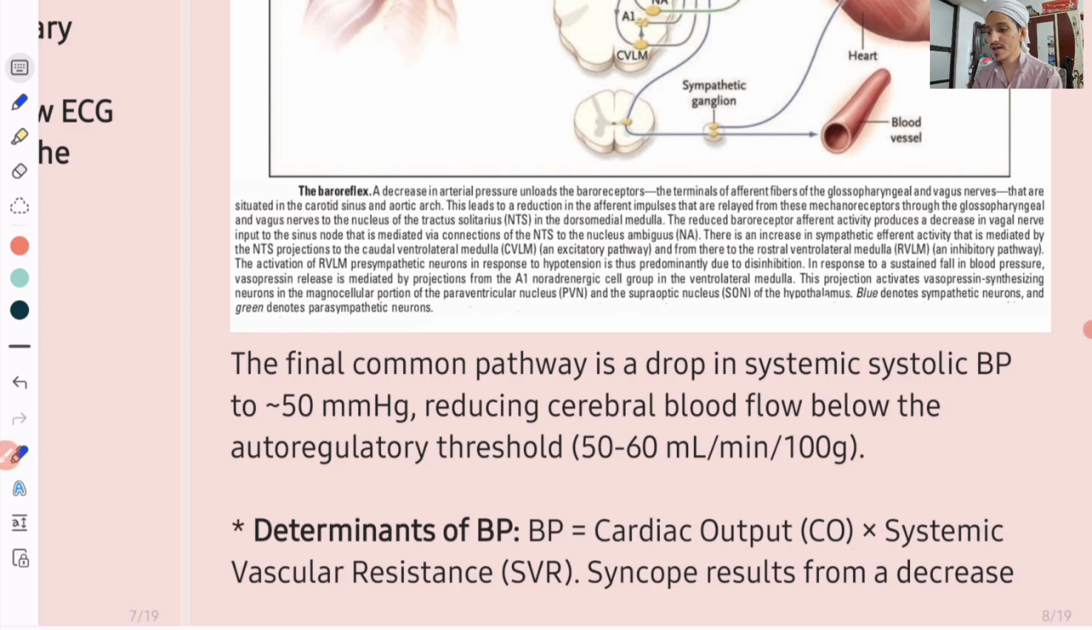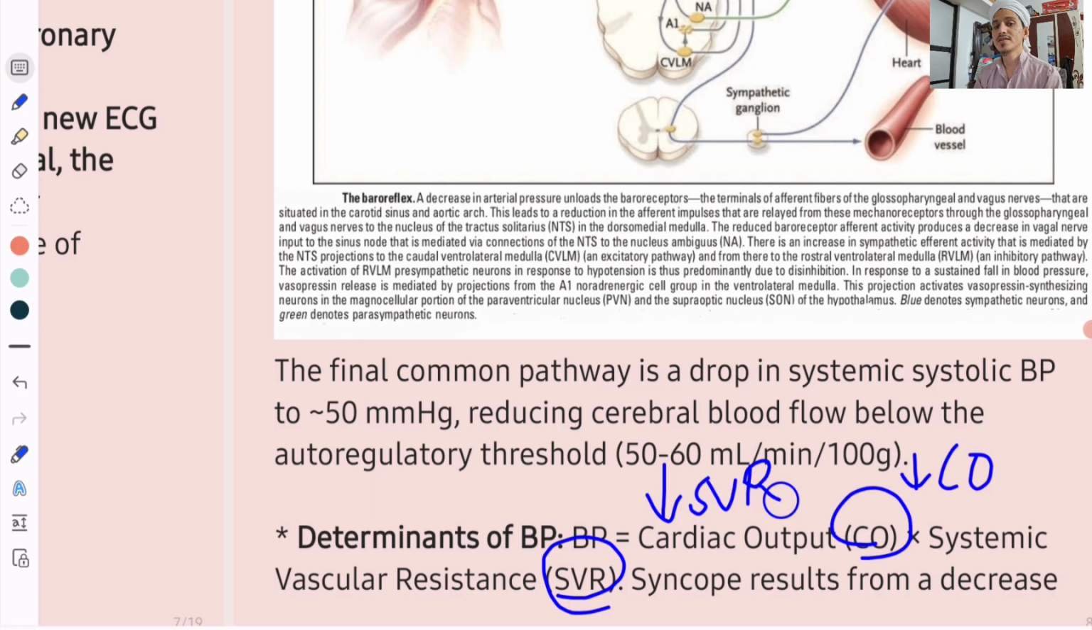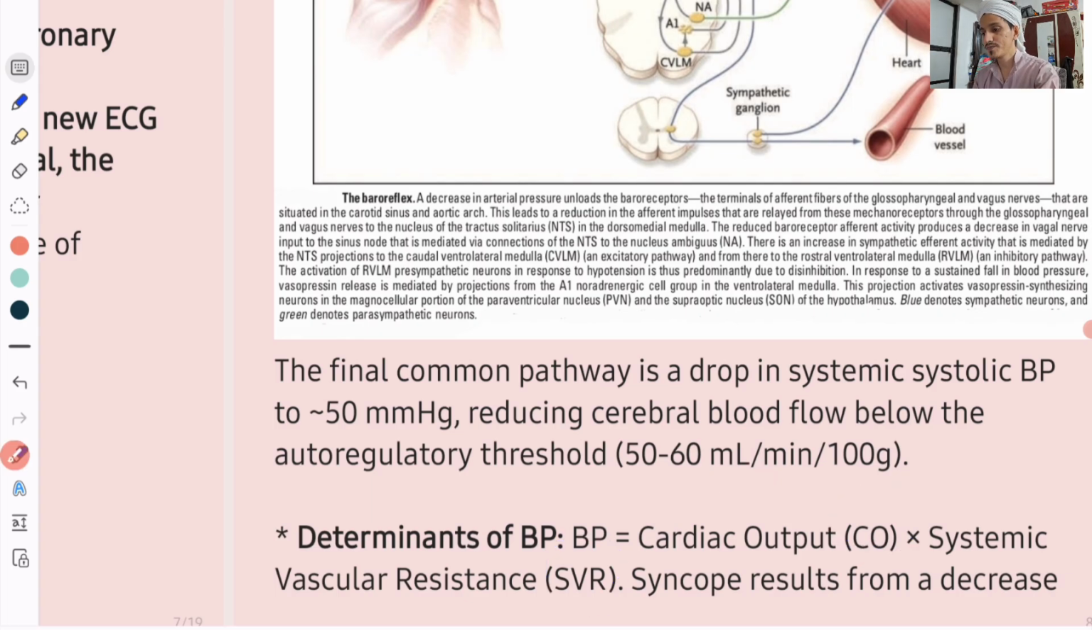Now determinants of BP are cardiac output and systemic vascular resistance. So whenever there is decreased cardiac output due to some causes, or decrease in systemic vascular resistance due to vasodilation, then there will be decreased BP. That decreased BP will cause syncope.